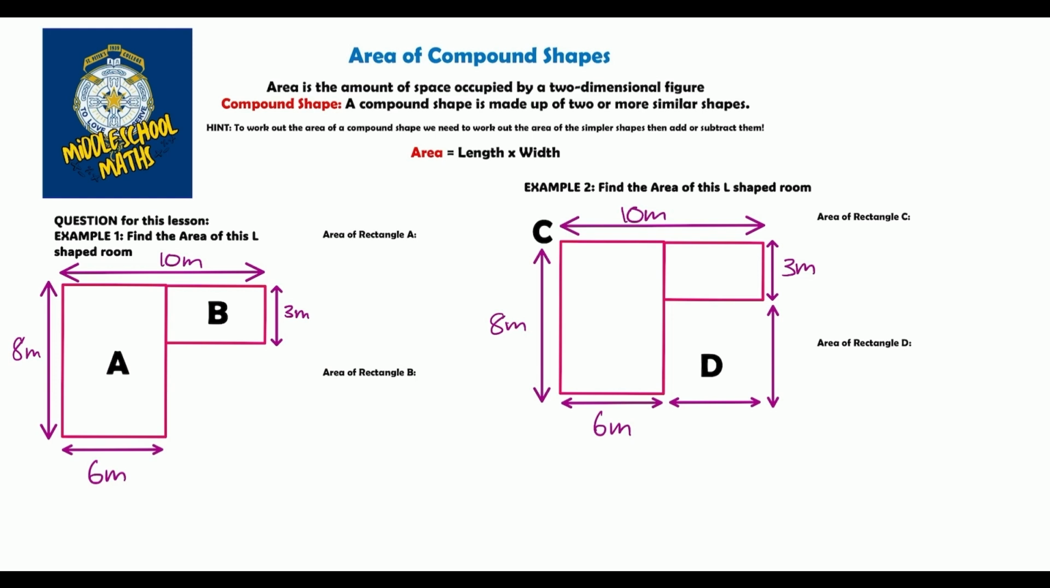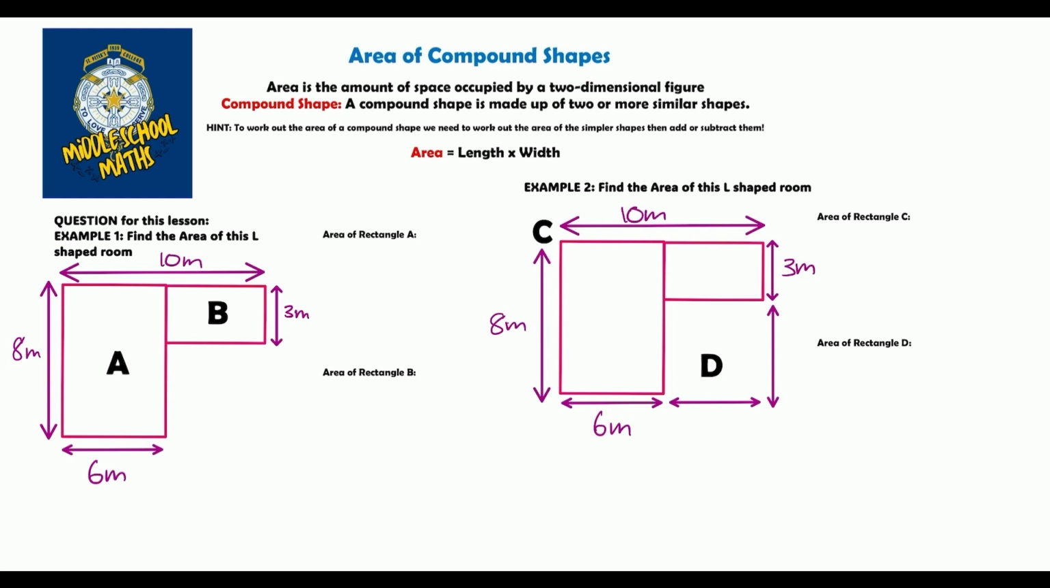So it is a lot easier to have it split into two groups or two shapes, or however many shapes there are within the area you are trying to find. So the question for this lesson is to find the area of this L-shaped room. As we can see, there are two rectangles.